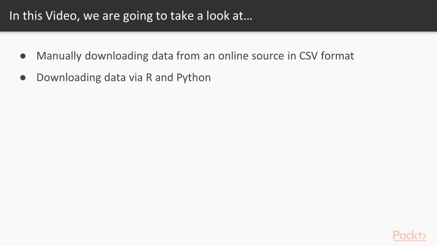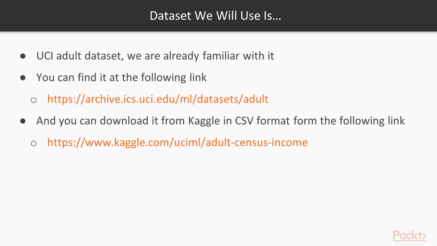In this video, we are mainly going to see how to manually download data from an online source in CSV format and then downloading the same data via R and Python. So in this example, we are going to make use of the UCI adult dataset. Well, we are already familiar with it. You can find it at this link, and you can download it from Kaggle in CSV format from this link.